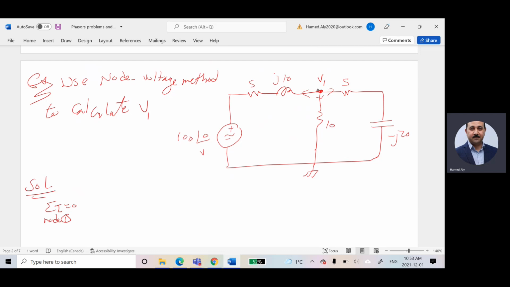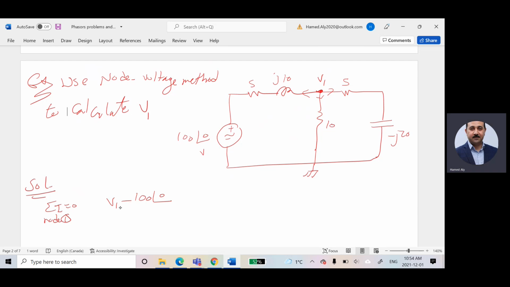So this current is (V1 minus 100 angle 0) divided by this impedance. I can write the 100 without the angle 0 because angle 0 doesn't make a big difference. So I can write it only as 100 if the angle is 0. And 100 could be real or magnitude. It could be the real part for the rectangular formatting or the magnitude for the polar formatting. In all cases, the imaginary part is 0 and the angle is 0.